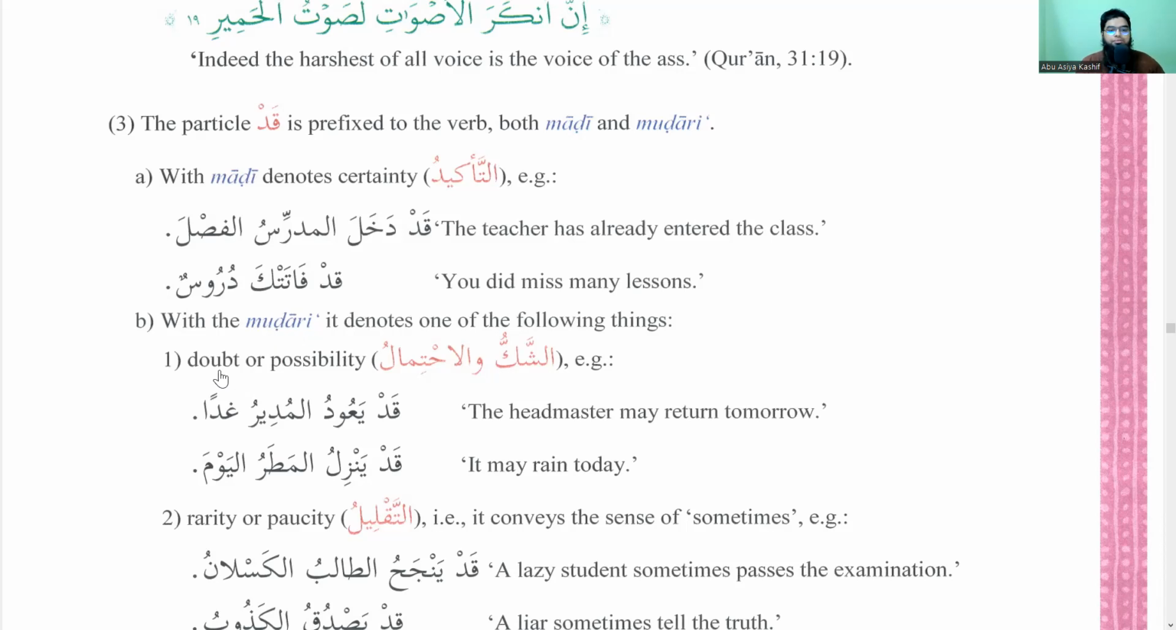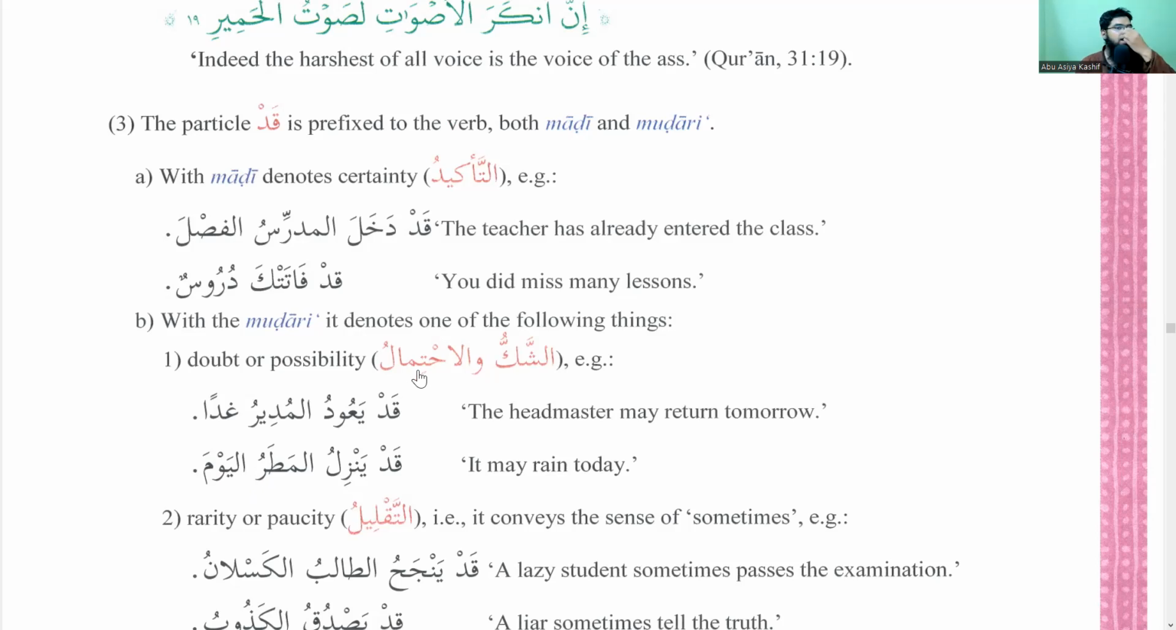Doubt or possibility. الشك والاحتمال. قد يعود المدير غدا, that means the headmaster might come, may return tomorrow. قد with مضارع means doubt, so it gives the opposite meaning. قد ينزل المطر اليوم, it may rain today, perhaps, like لعل.